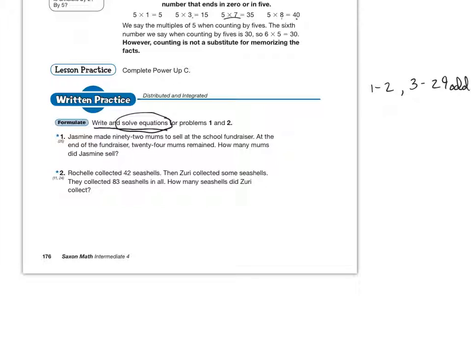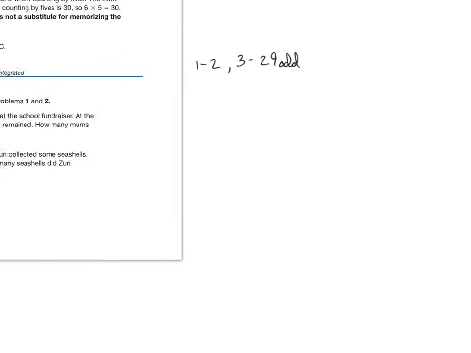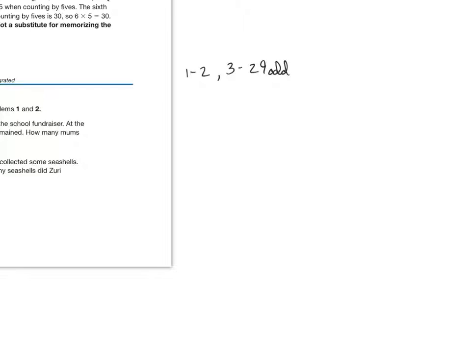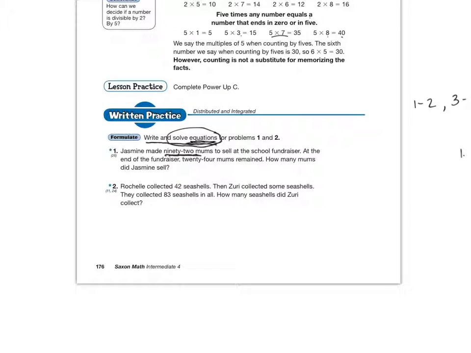All right. So here we're going to start this out. Jasmine, be able to write this. This is it, 92. Here's your first number. So you go over to your page, your little square, and in number 1 you got 92. And the first thing you were working on is making an equation. So she has 92 mums to sell at the school fundraiser. At the end of the fundraiser, 24 mums remained.